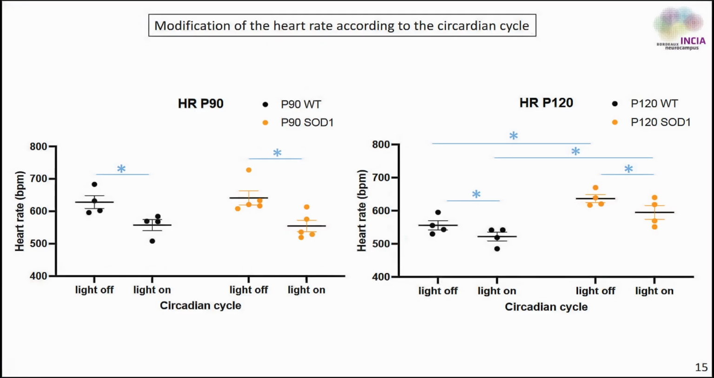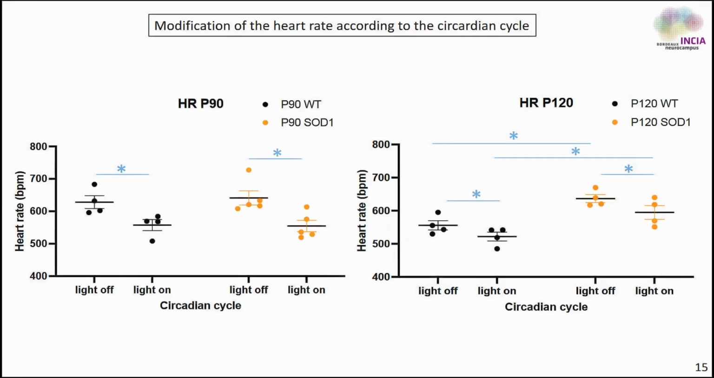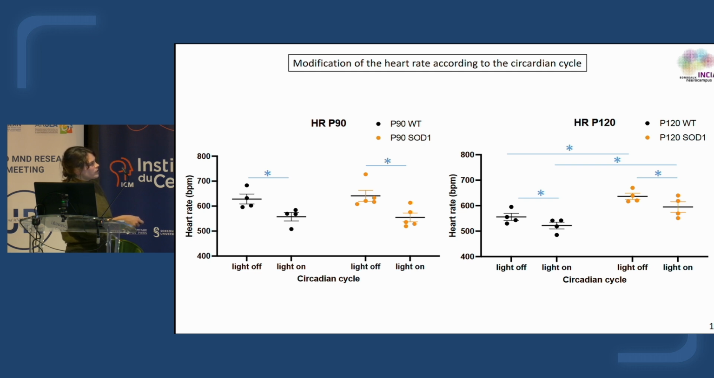So if we look at the heart rate during the recording, I will present only the first part, not the swimming part. You can see that there is effectively a lower heart rate in a light-on condition when the mouse is sleeping, for the two genotypes. But we also see at the last stage that we have a difference between the two genotypes, with a higher heart rate for SOD mice than wild-type mice.